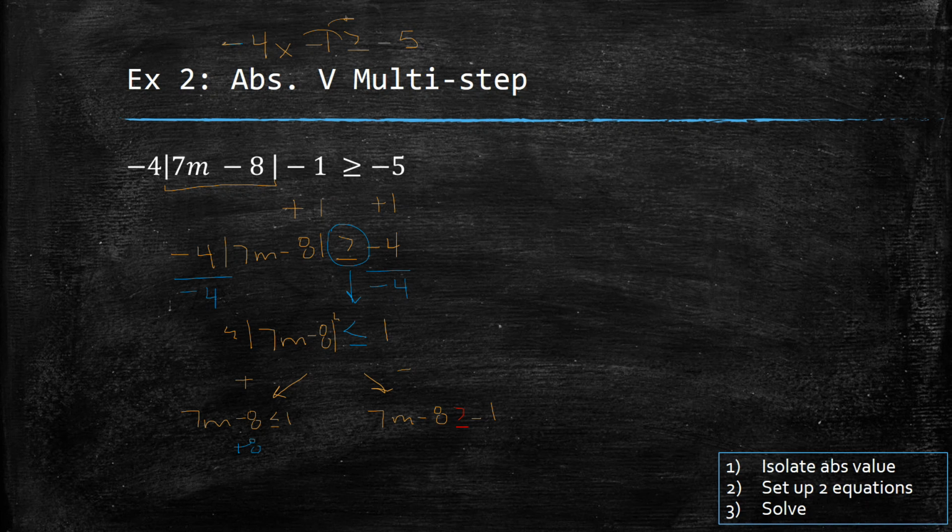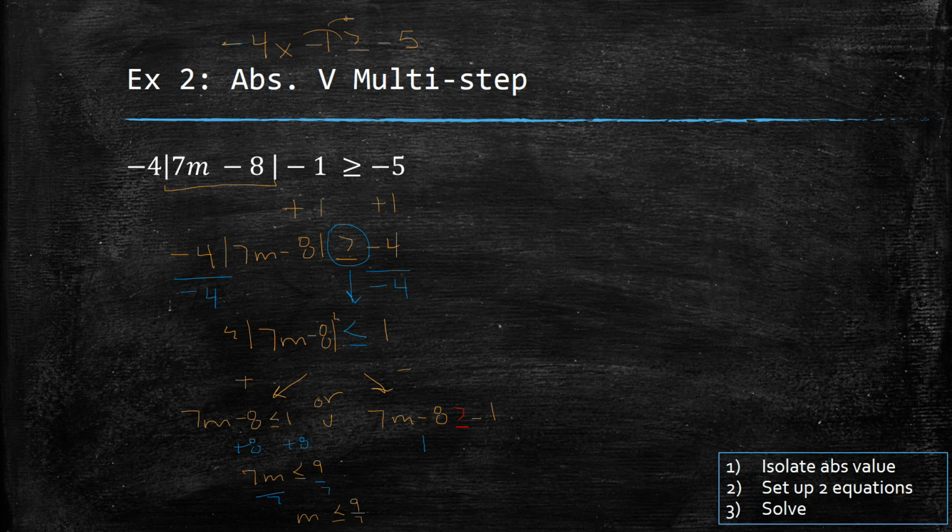So here on the left, plus 8, our inequality stays the same. 7m is less than or equal to 9. Divide by 7 on each side. M is less than or equal to 9 over 7. Okay, or, remember these are joined by or, the intersection.